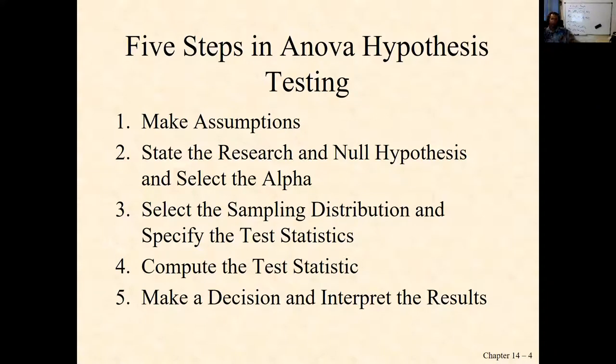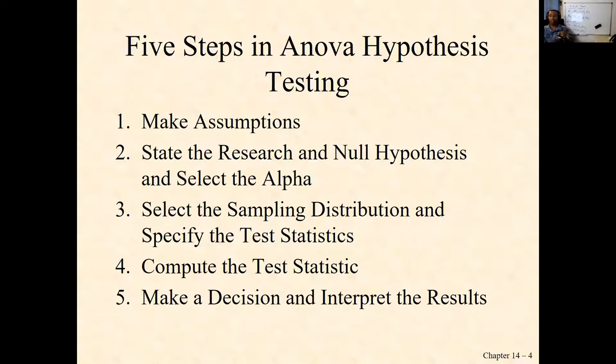So we state our research hypothesis, we state our null, and select the alpha level, the same alpha levels as we used for the t-test and the chi-square. We're using the 0.05, 0.01, and 0.001 alpha levels. We would just report all three, okay?